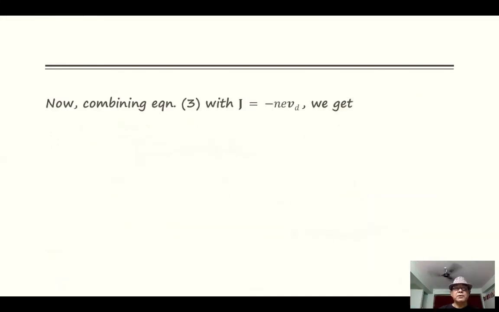Now, combining equation 3 with current density J equal to minus n e V subscript D. From now onwards, we'll call V subscript D as Vd. We get J equal to n e squared tau divided by m into E, equation 4. Here J and E are two vectors.